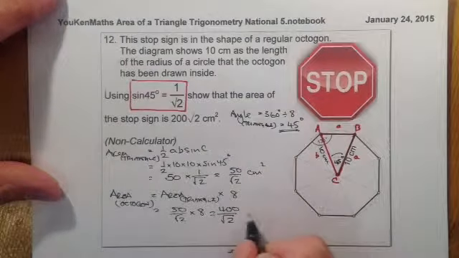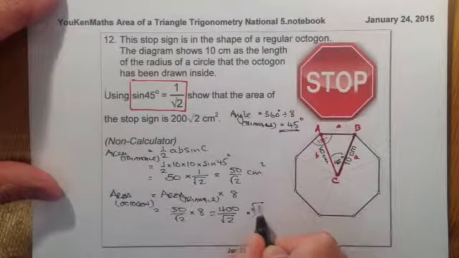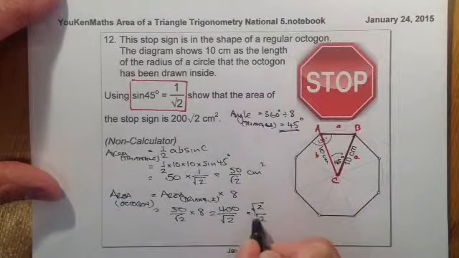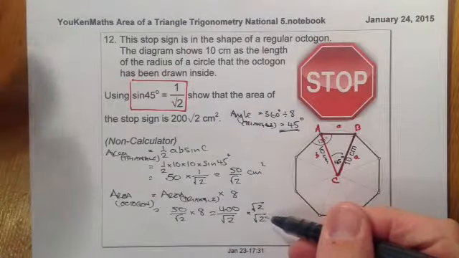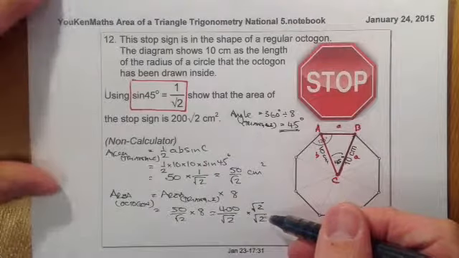So what we'll do for that is I'll multiply it by root 2 on the top and by root 2 on the bottom. So root 2 over root 2 is just 1, so I'm not really changing it, but I'll change the way it actually looks.